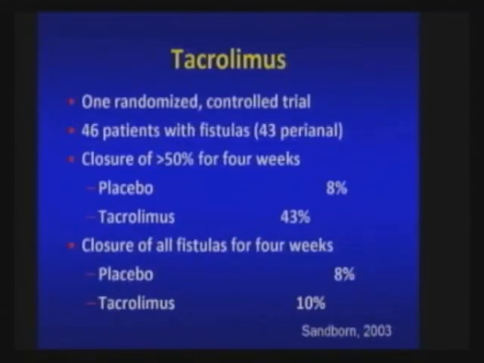Tacrolimus has also been used in one randomized controlled trial at the Mayo Clinic in 46 patients with fistulas, 43 of them, so the majority, were perianal. Again, this is looking at that standard of a closure of 50%, which I think is quite hard to measure. And they did find, by that standard, a significant response rate to the tacrolimus. However, when you looked at closure, there really was no significant difference between the placebo and the drug.